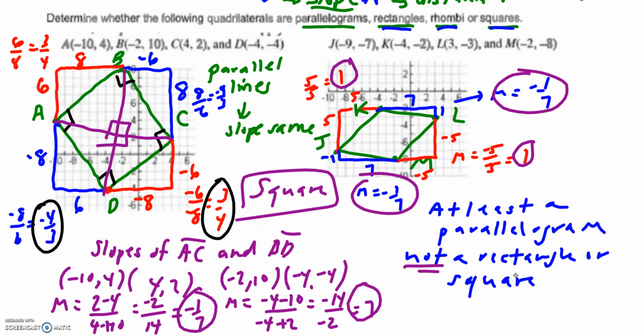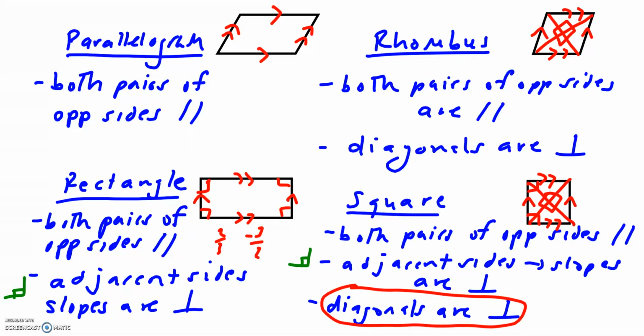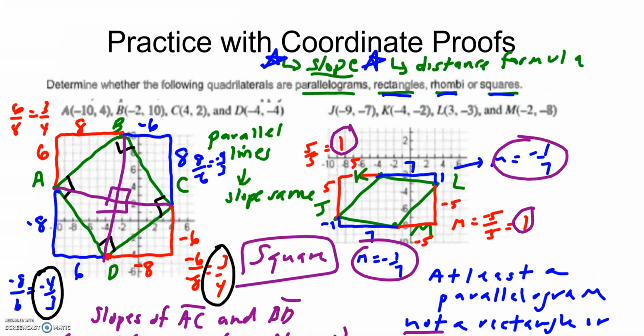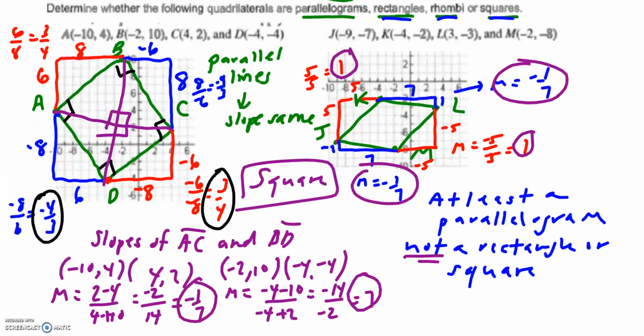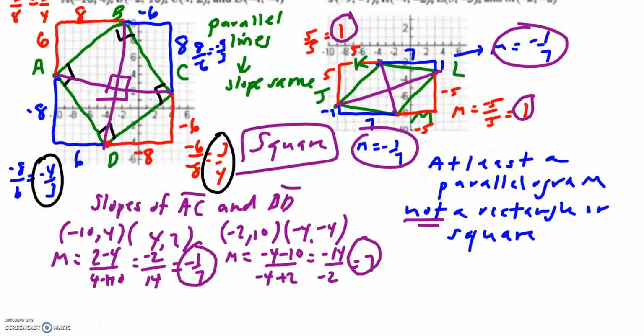So I'm between a parallelogram and a rhombus. And the only difference between a parallelogram and a rhombus, if I switch over here for a minute, is that in a rhombus, the diagonals are perpendicular, and in the parallelogram, they're not. So if I go back to this picture, if I drew in the diagonals, this diagonal and this one, and if I can prove that these diagonals are perpendicular, I know it has to be a rhombus. So I need to find the slope of JL and KM.